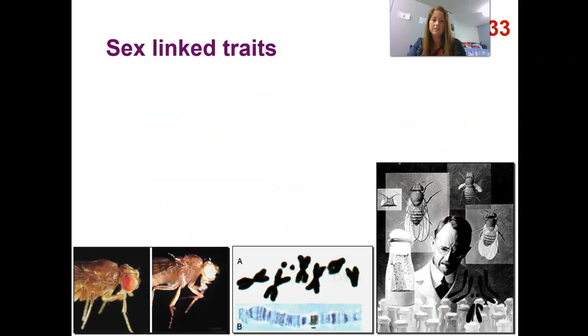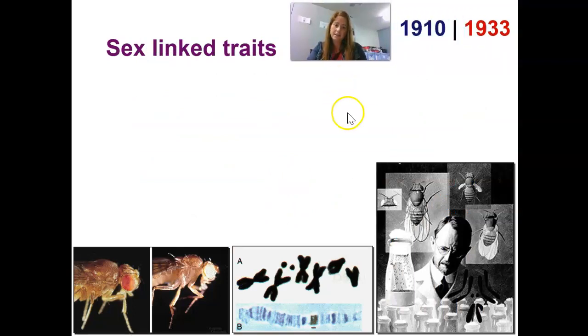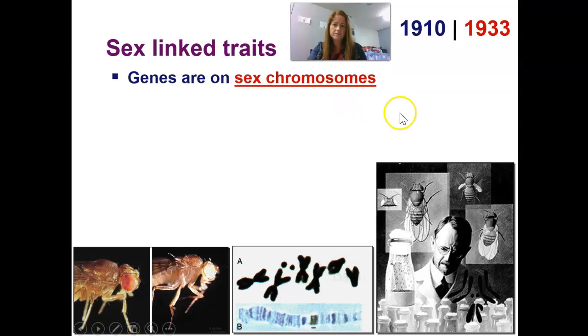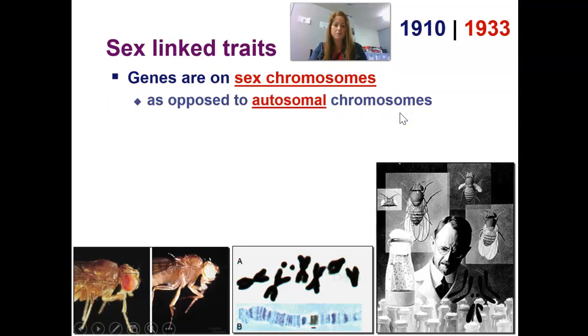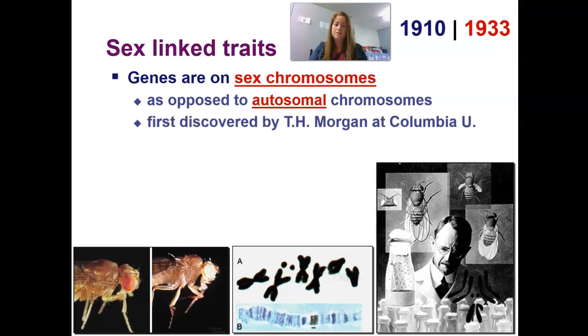The last mode of inheritance is sex-linked traits. These are genes found on the sex chromosomes as opposed to all the other chromosomes, so either on the X or on the Y, although typically we just refer to sex-linked traits as mostly being on the X chromosome. This was discovered by Thomas Hunt Morgan when he was breeding fruit flies.